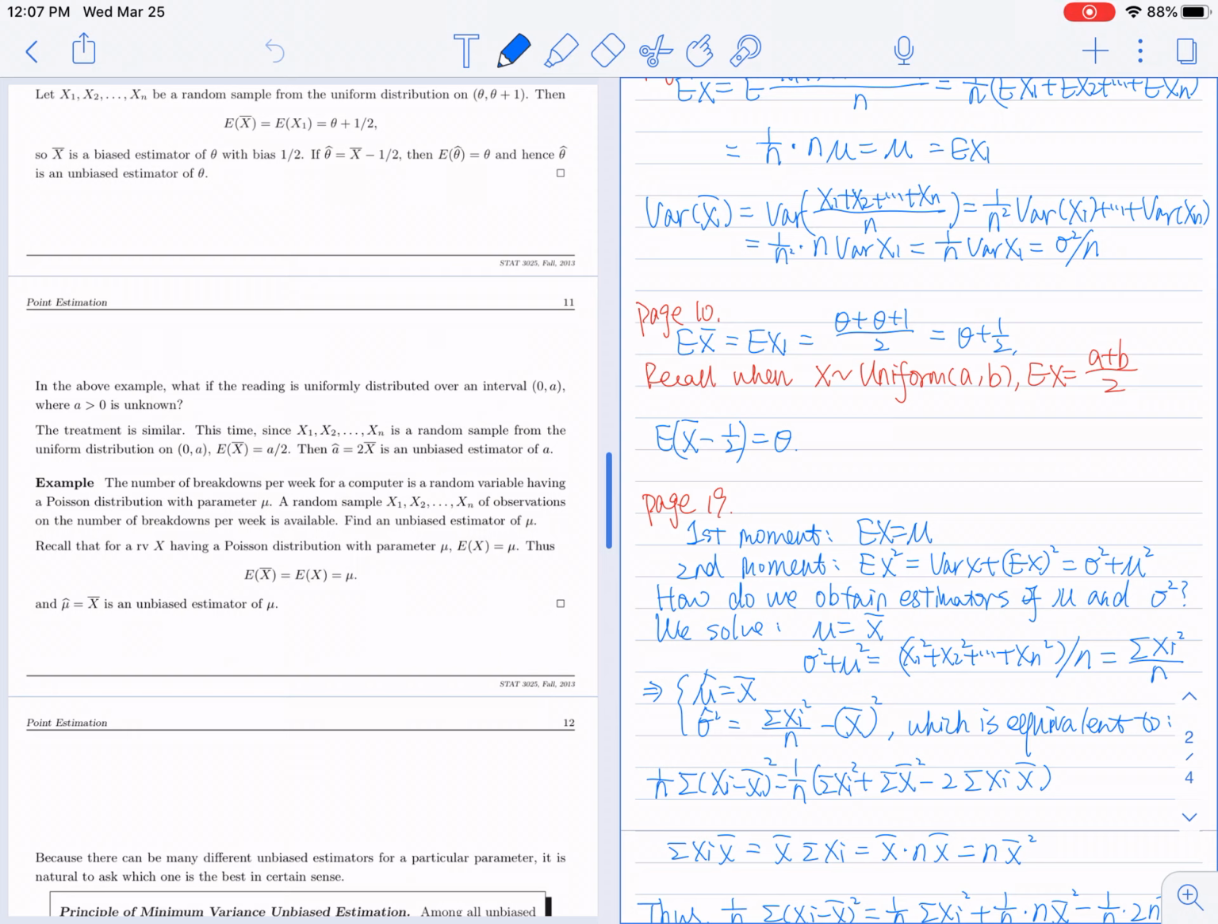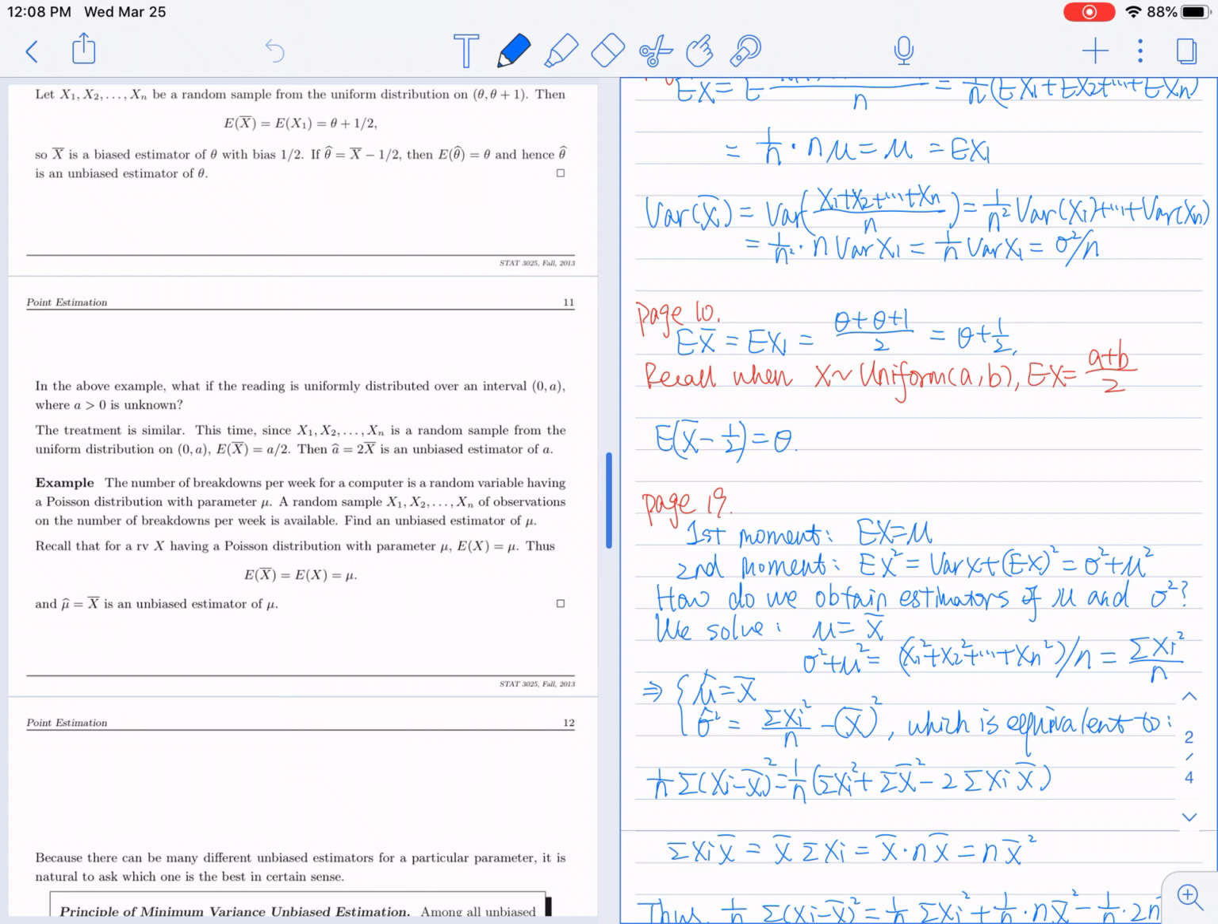However, if we rearrange it and move this 2 to the left hand side of the formula, then we have expected value of 2 times x bar equal to a. Then we can conclude that 2 times x bar will be an unbiased estimator of a.